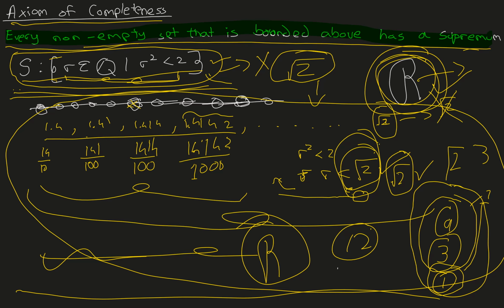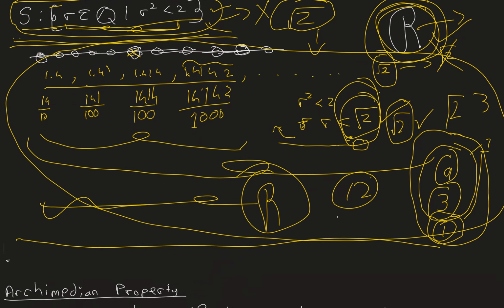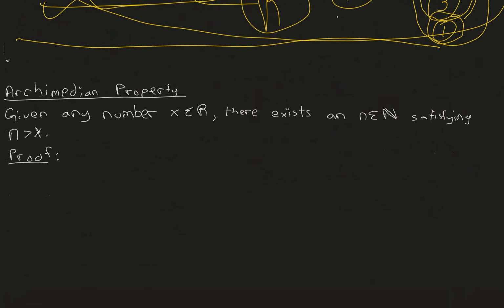But the axiom of completeness guarantees that this set has a supremum, which is root 2, and therefore we're moving to the real number system, or the real number line. Therefore, now we have the real number line to do our real analysis on. So finally, after about 14 videos, we now have a number system to start our calculus and analysis on. So let's take a look at the Archimedean property.